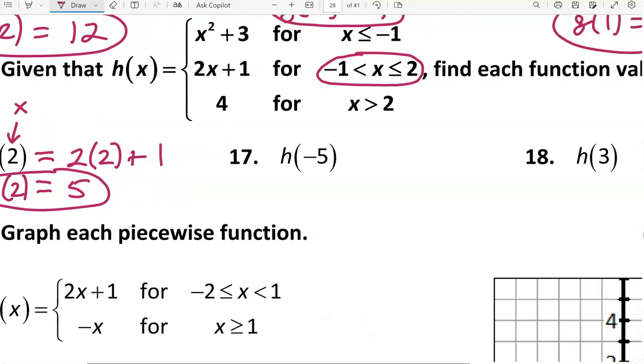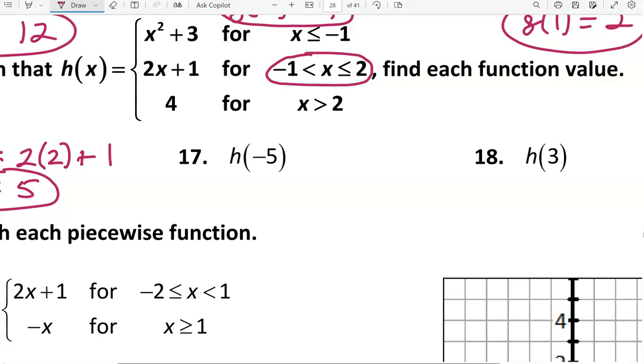In number 17, we're asked to find h of negative 5. Negative 5 is the x value, which means that negative 5 falls on the interval that's less than negative 1. So we'll use the first part of the definition for h of x, and that would be (negative 5) squared plus 3.